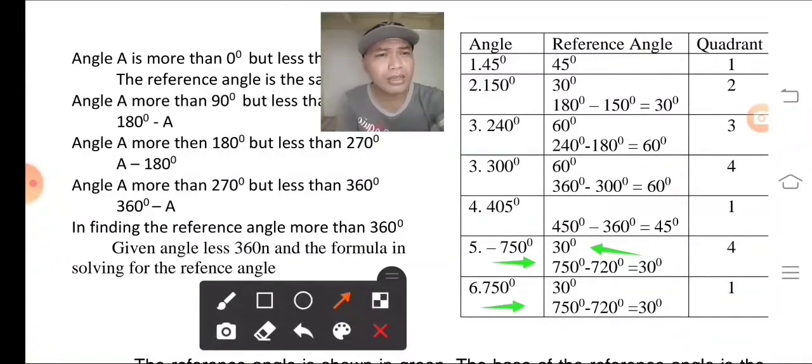Now same with positive 750 degrees. Still you're going to subtract it with 720 degrees for the second rotation. That is 750 degrees minus 720 degrees. The result is still a 30-degree angle as our reference angle. So negative 750 degrees and positive 750 degrees have the same reference angle.